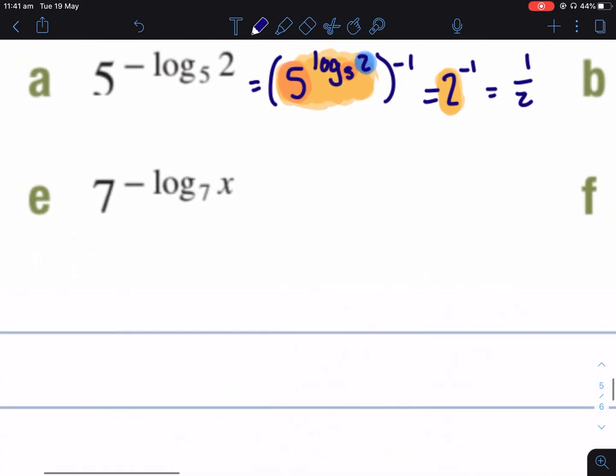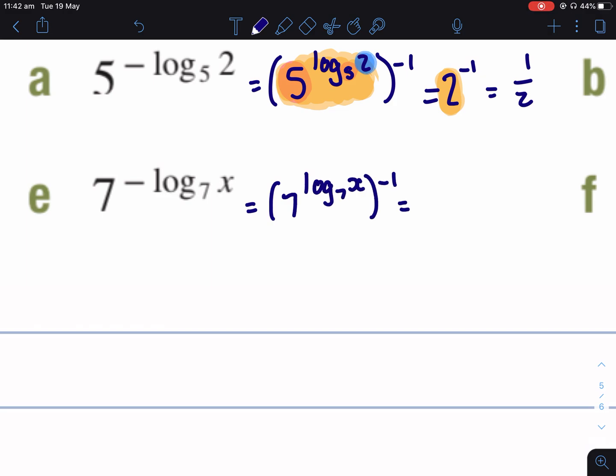D, E, 7 to the minus log base 7 of x is exactly the same as what we did up here. So that's 7 to the log base 7 of x to the minus 1. So that whole thing just becomes x to the minus 1, 1 on x.